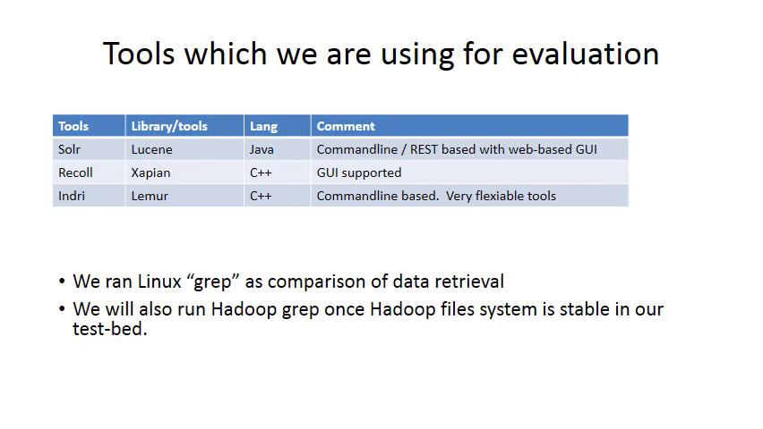To use these libraries, we are using existing tools like Solr, which uses the Lucene library, Java-based, and Sapien's example tool, which is C++ based, and the Lemur-based tool, which uses the Lemur library and is also C++ based. They are command line based tools. Once we have these tools set up for evaluation, we are going to run the Linux grep as a comparison for this data retrieval, and hopefully later on, once we have stabilized our Hadoop setup, we're going to use Hadoop grep as a comparison also.